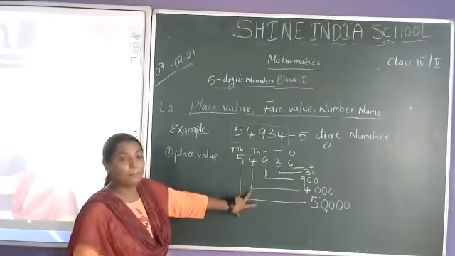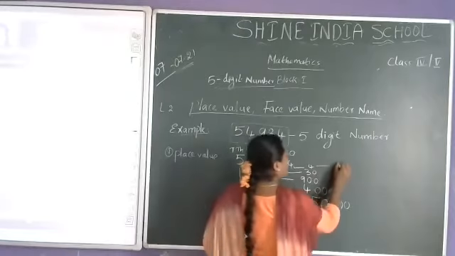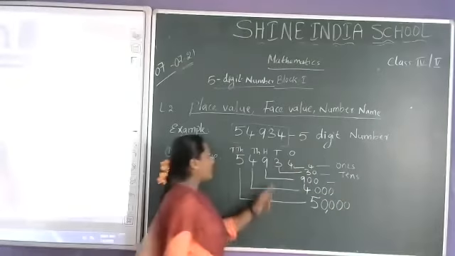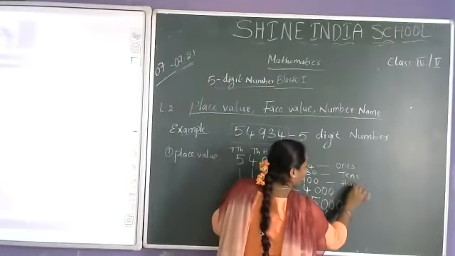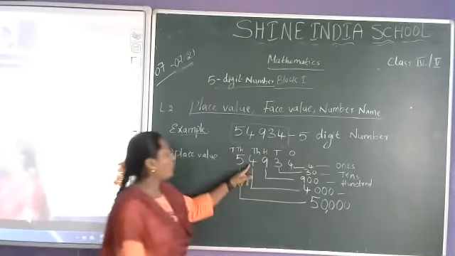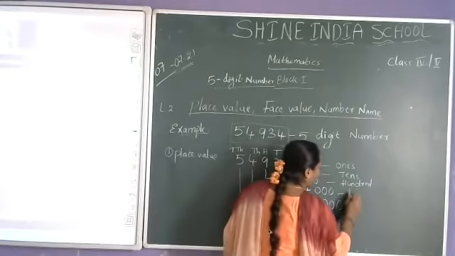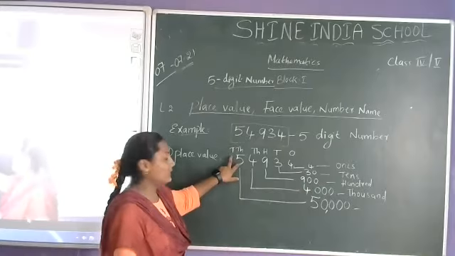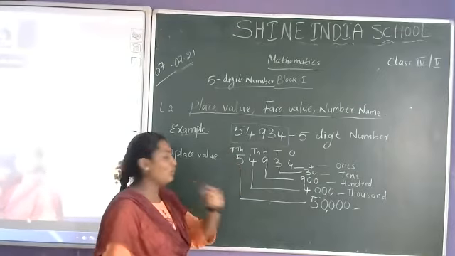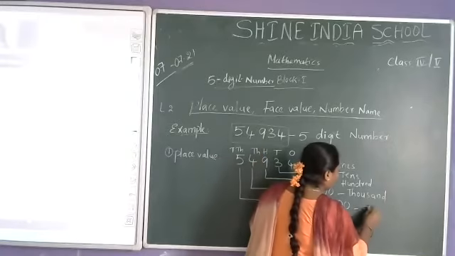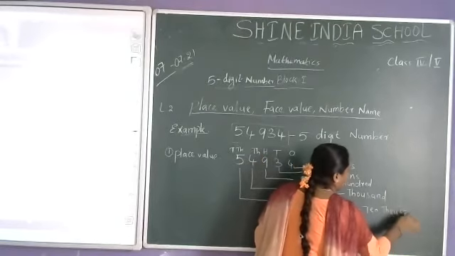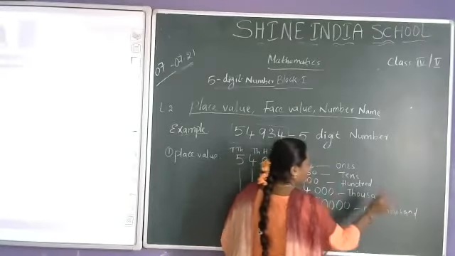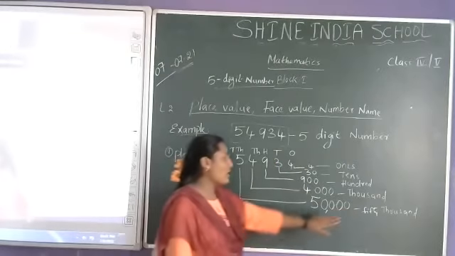Now you can see how we write place value. 4 is in the ones place. 3 is in the tens place, that's 30. Next, 9 is in the hundreds place, that is 900. 4 is in the thousands place, it is 4,000. Last one is in the 10,000 place, it is 5, a 5-digit number, so it is 50,000. These are the place values.